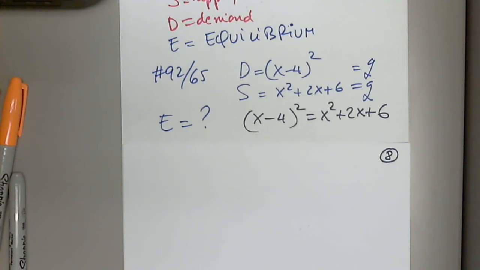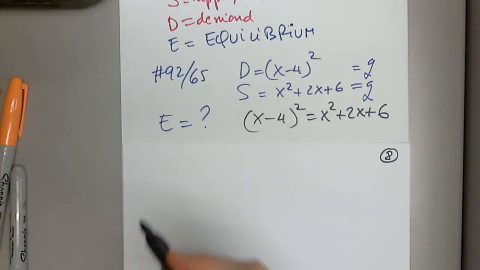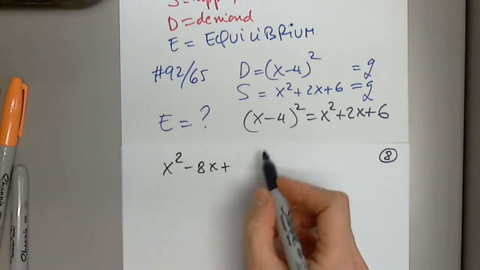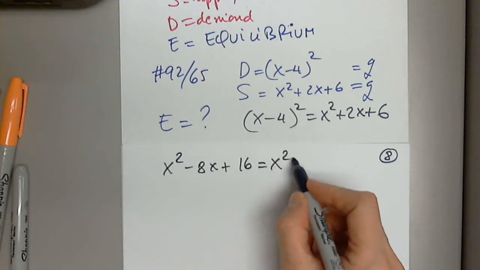Will you get full credit if you foiled? Yes. Do I want you to foil? No. How many terms do we have to write when we square a binomial? How many? Very good. And they are? x squared minus 8x plus 16. Excellent. First term squared, minus 2 times the first times the second, plus the second term squared.